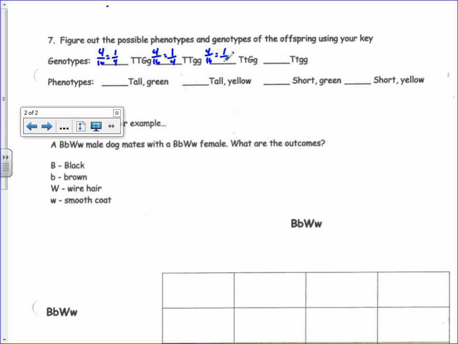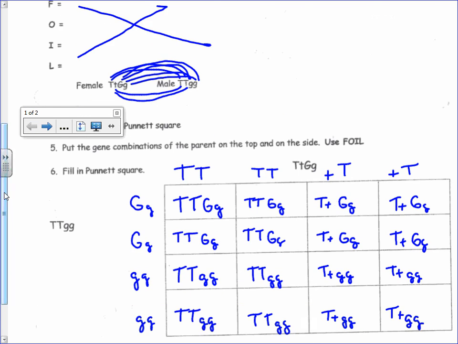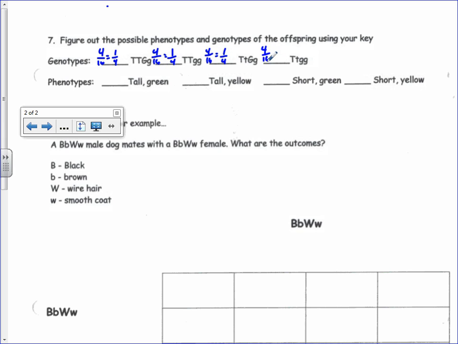which reduces to 1/4. The last combination we're looking for in the genotypes, those are the letters, remember, that represent the alleles, is heterozygous for height and homozygous recessive for color. And what do you think that is? 1, 2, 3, 4. So 4 out of 16 again, which is 1/4. Okay, so we can just double check here. We want 16 total, so 4 plus 4 plus 4 plus 4 is 16 out of 16, because we had 16 boxes in that dihybrid Punnett square.